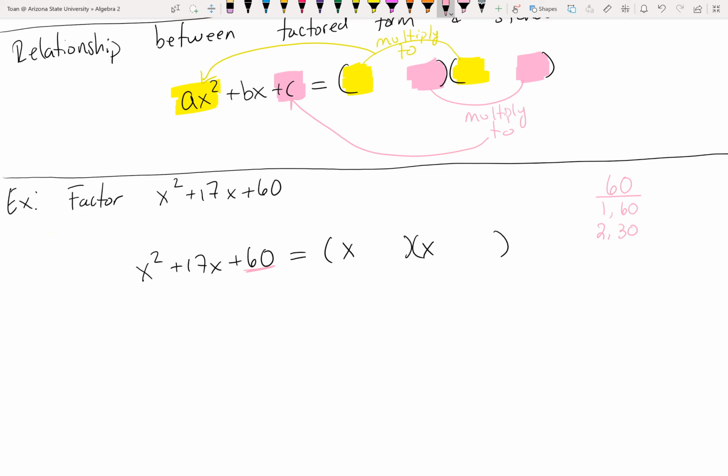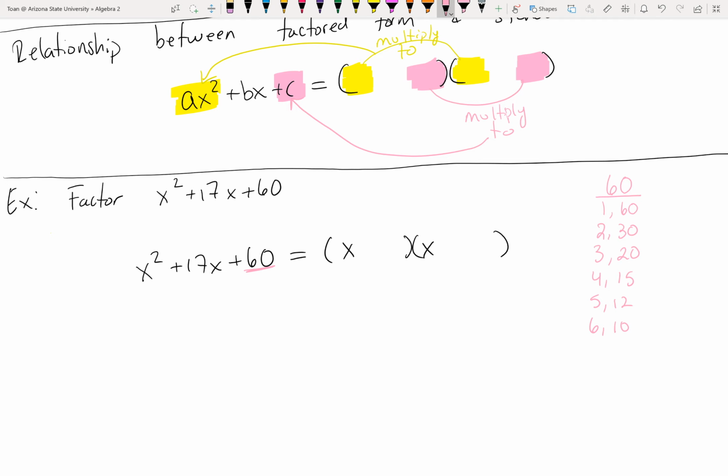Move up from 2 to 3. Take out my calculator, 60 divided by 3. Oh, that gives me a whole number, 3 and 20. Move up to 4. 60 divided by 4 gives me a whole number, 4 and 15. 60 divided by 5 gives me a whole number, 5 and 12. 60 divided by 6 gives me a whole number, 6 and 10. 60 divided by 7 gives me a decimal number, so skip them. 60 divided by 8, decimal, skip. 60 divided by 9, decimal, skip.